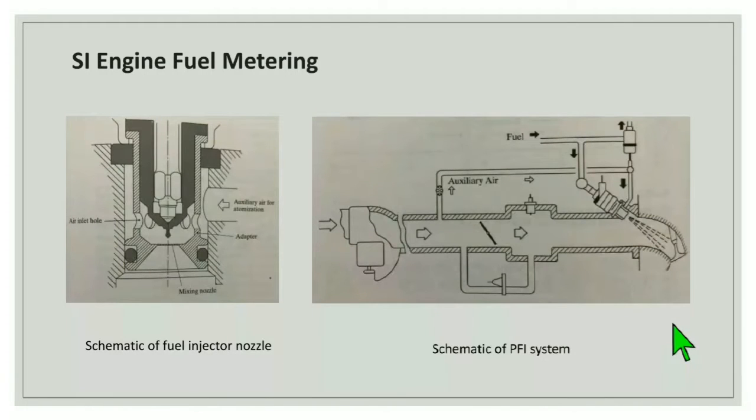Here are two more schematics. First one is the schematic of a fuel injector nozzle. Here you can see the air inlet hole, the mixing nozzle, auxiliary air for atomization, and adapter. And in the next figure you can see the schematic of a port fuel injection system or PFI system. Look at this, fuel is injected through this, and here is the moving auxiliary air.